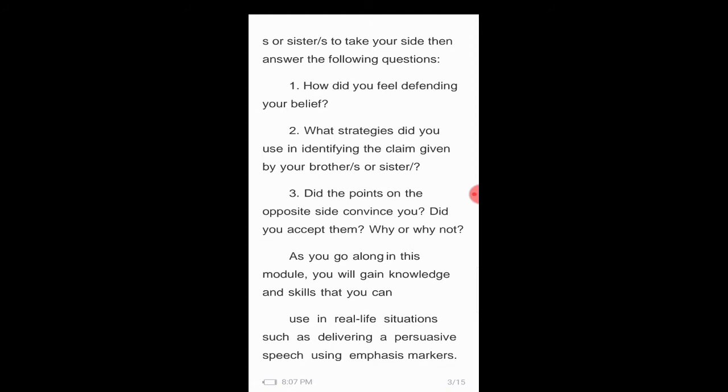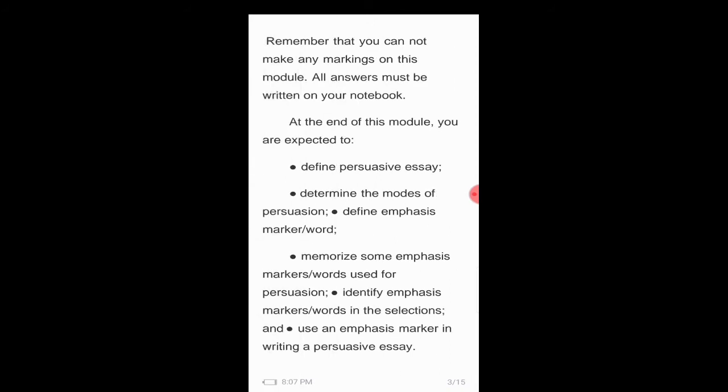There are certain questions regarding this topic. First, how did you feel defending your belief? Second, what strategies did you use in identifying the claim given by your brothers or sisters? Third, did the points on the opposite side convince you? Did you accept them? Why or why not?